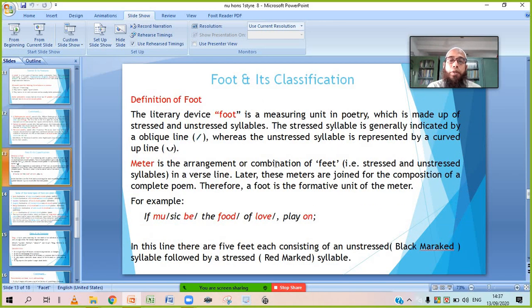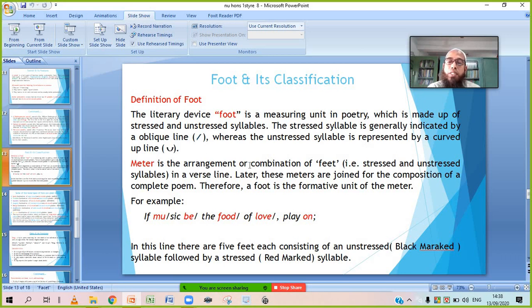Foot and its classification. We just talked about iambic pentameter; perhaps you could not understand. Now we will see what a foot is and the different types of foot here. It's not the foot for measuring length. It's the foot of poems. The literary device foot is a measuring unit in poetry, made up of stressed and unstressed syllables. The stressed syllable is generally indicated by an oblique line, whereas the unstressed syllable is represented by a curved-up line.